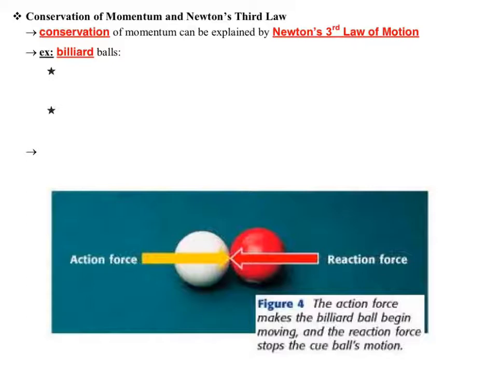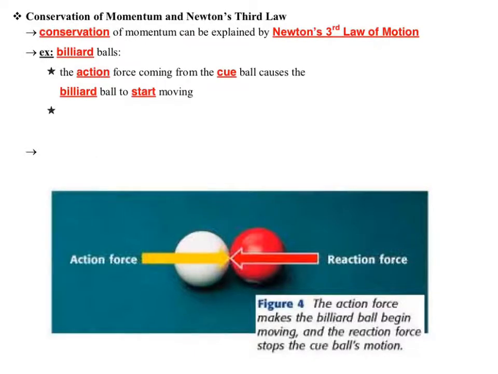Well, what is that force called? That is the action force coming from the cue ball, and that action force is applied to one of the billiard balls that are hit by the cue ball and causes that ball that's been hit to move. So there's a transfer of momentum and there's an application of force, and that is the action force that occurs. Now, that's not all that happens, though. The billiard ball that is hit by the cue ball will then transfer a reaction force back onto the cue ball and potentially cause it to stop moving.